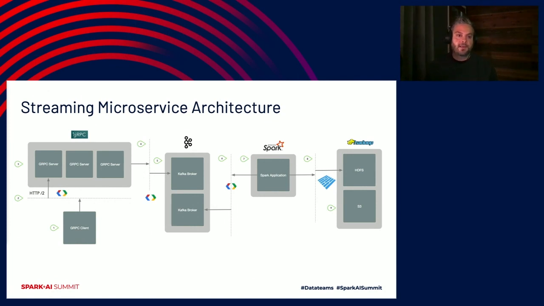So what we've looked at today is the end-to-end gRPC pipeline to Kafka, to Spark, and then final output to Parquet in either Hadoop or S3. And I really believe that this pipeline works really well, especially as things get more and more complicated.